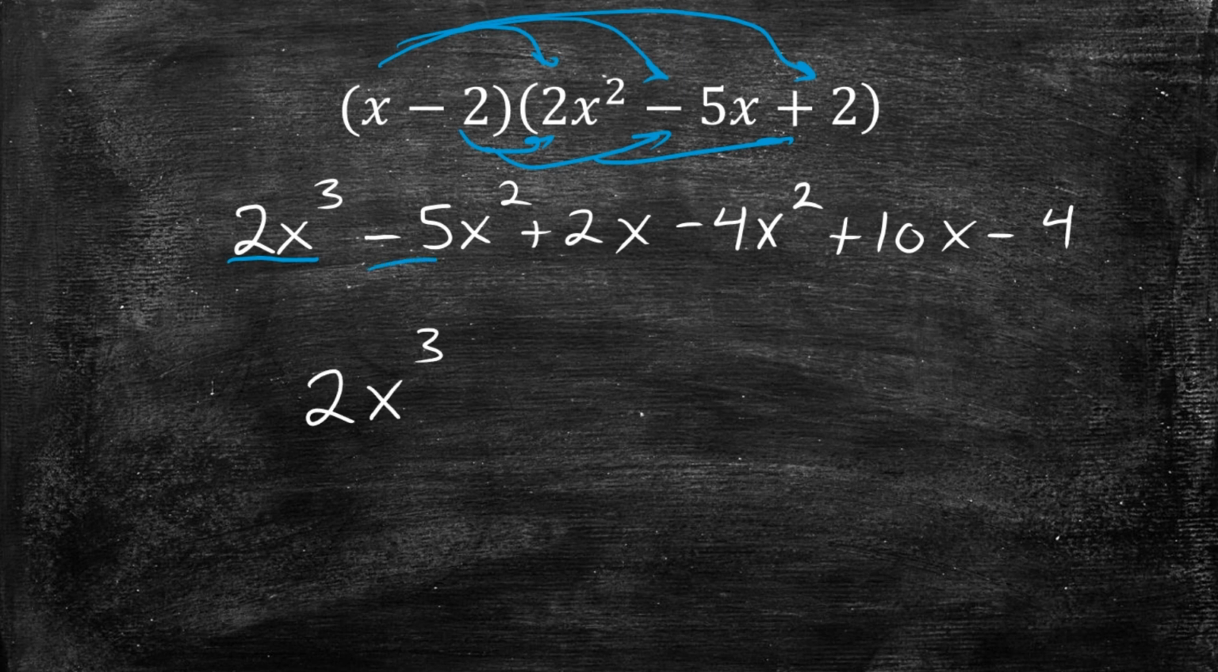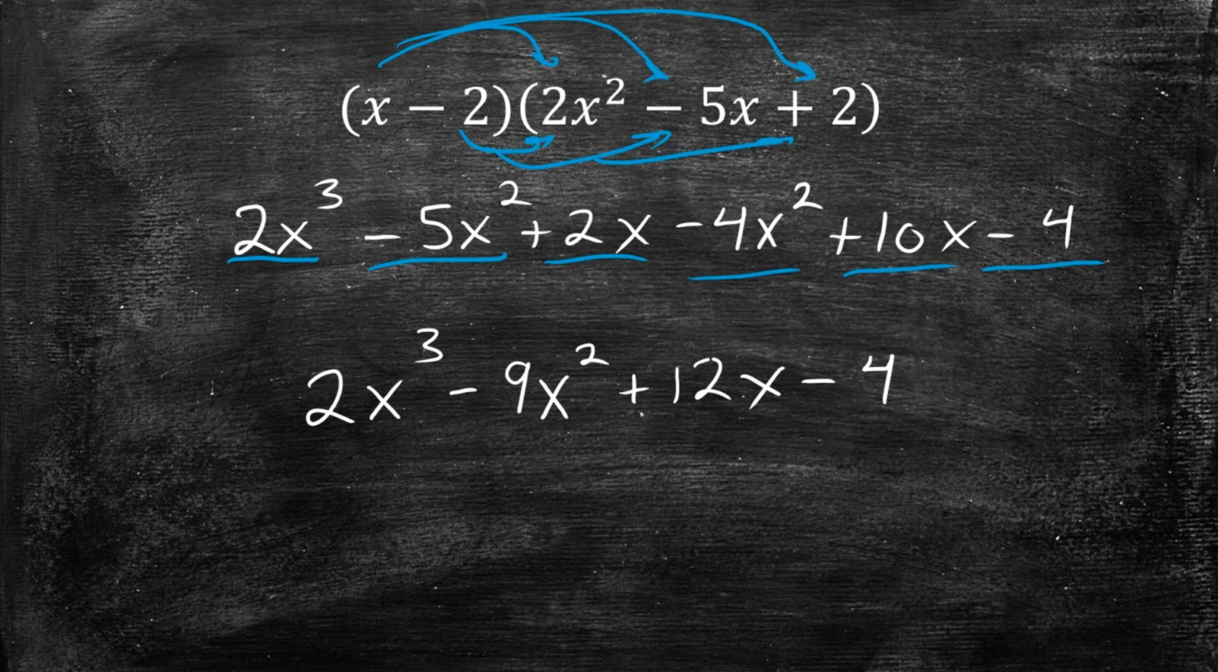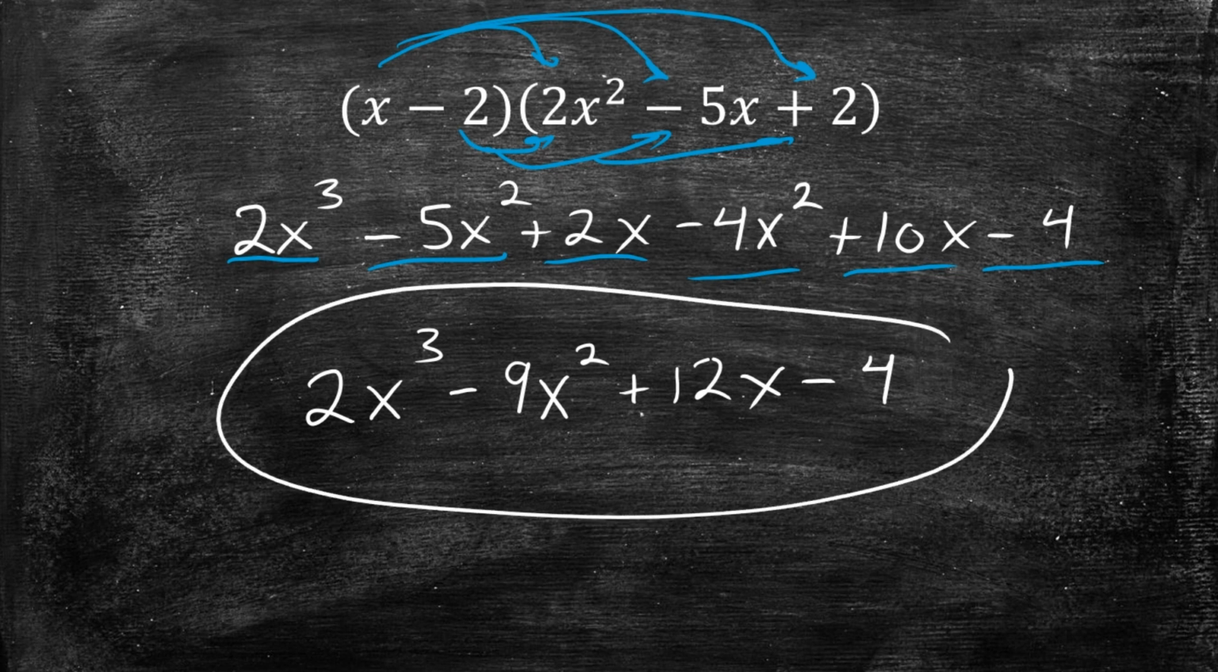Now let's look at x squared terms. So there's 1x squared right there. There's another x squared right there. So negative 5x squared minus 4x squared is negative 9x squared. Now let's look at x terms. You got positive 2x and a positive 10x. So when we add those together, you get plus 12x. And now we just have this lonely number right there. So we just bring that down. All right. So this right here is our final answer. And this example is complete.